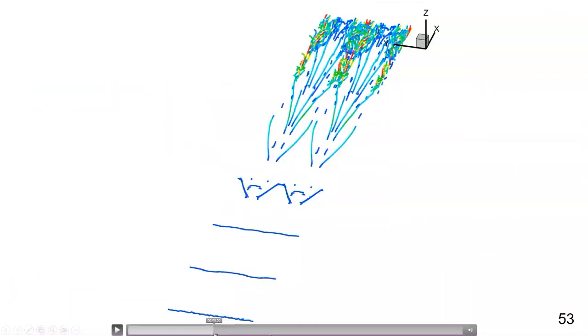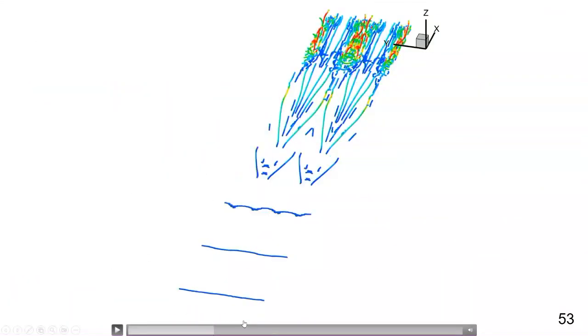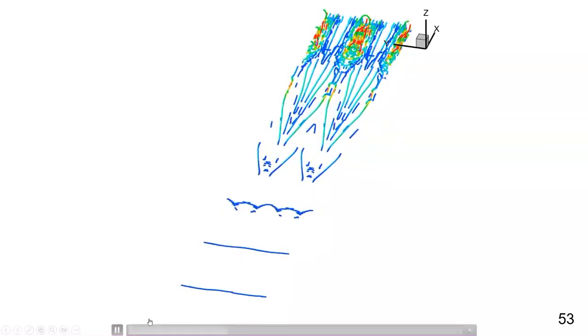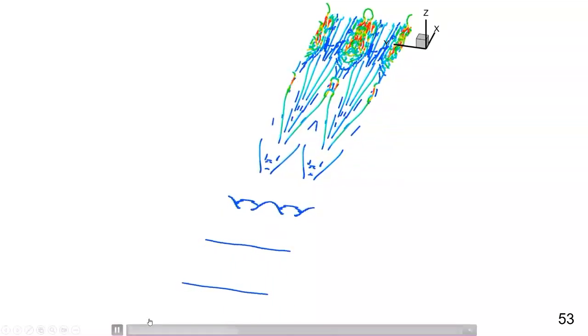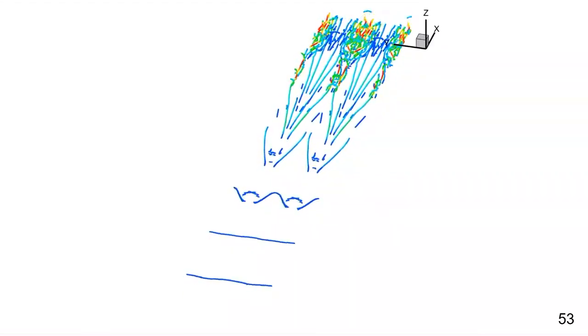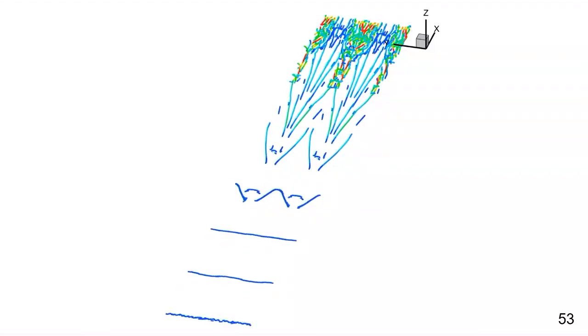So maybe it's not clear on the screen. So that's the initial vortex ring, right? Like the second ring, right? And the first ring, I think, separates and goes up, and a third ring.